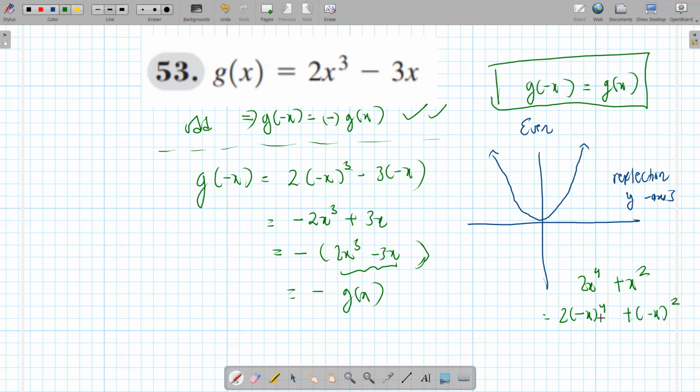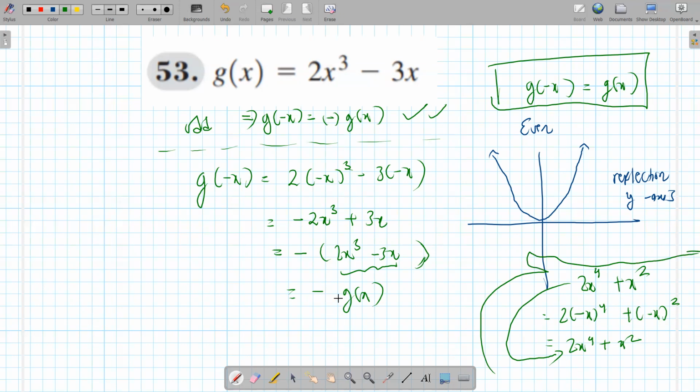When you're taking an even power of any variable, it eats up the negative sign. So you see, we get what we started off with, because negative times negative is positive. But when it's odd, you still have that negative. So this one would be an example of an even function. This one's odd though.